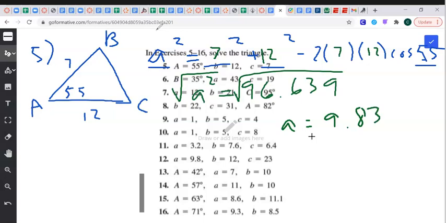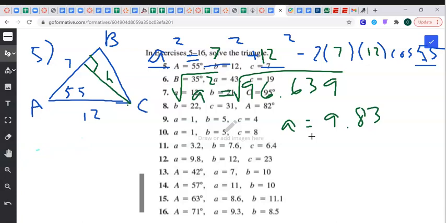Now, you know what? I should have checked to see if we even... No, I can't check to see if we... Oh, I can check. Is this going to work? I wonder if I should check for the height to see if it works. So we would have h equal to 12 sine 55. But the problem with it is I don't have the opposite side to even check. So that ain't going to work.